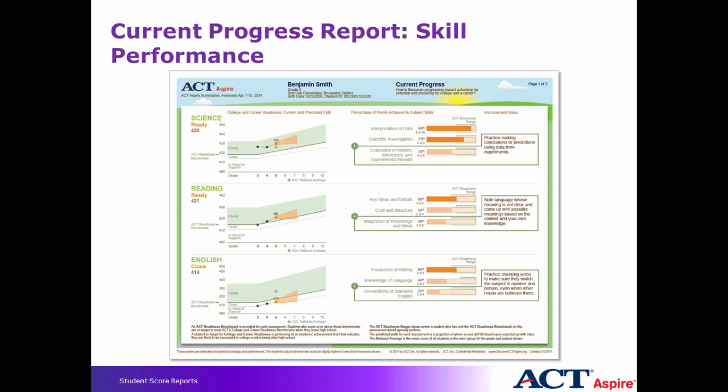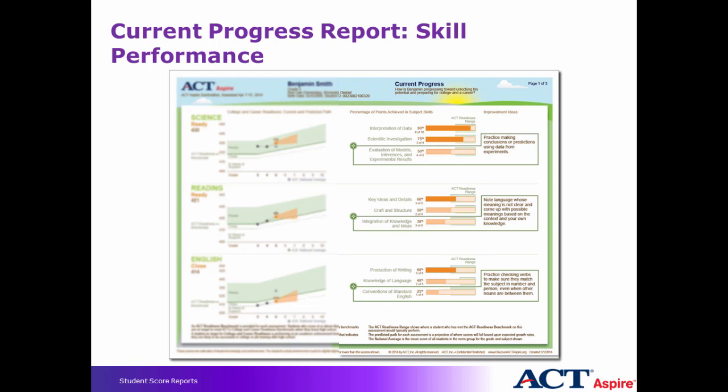On the right side of the report, you can see your skill performance. This section offers more specific information about how you performed in each subject. Several skills, also called reporting categories, are measured for each subject. Let's continue to look at Benjamin's performance in English.